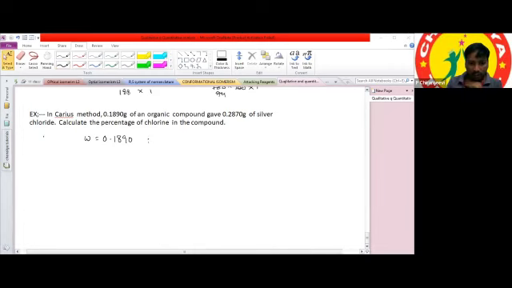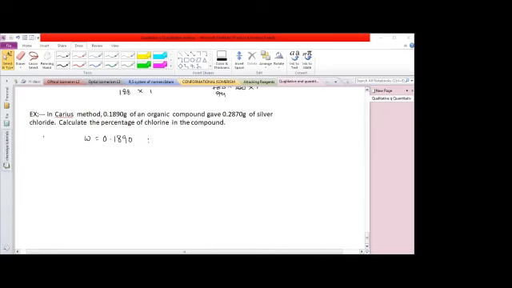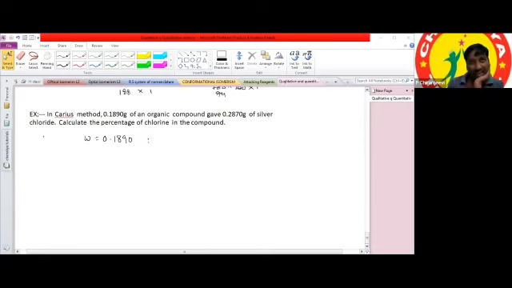What about others? Remaining all, you got the answer? How much you got, Aditi? 363.8. Aditi, percentage means you will get less than 100. Percentage means less than 100, ma.